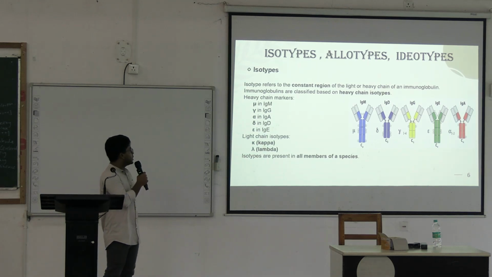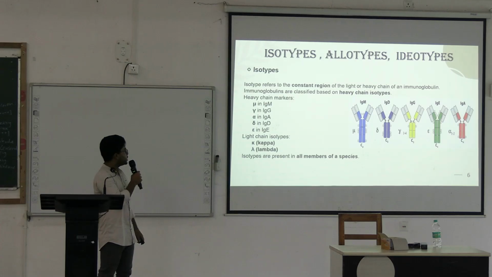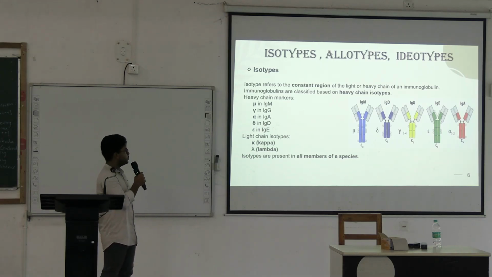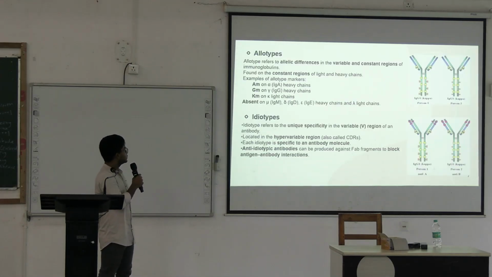Isotypes, allotypes, and idiotypes. Isotype refers to the constant region of the light or heavy chain of an immunoglobulin. Immunoglobulins are classified on the basis of heavy chain isotypes. Heavy chain markers: mu in IgM, gamma in IgG, alpha in IgA, delta in IgD, and epsilon in IgE. Light chain isotypes: kappa and lambda. Isotypes are present in all members of a species.